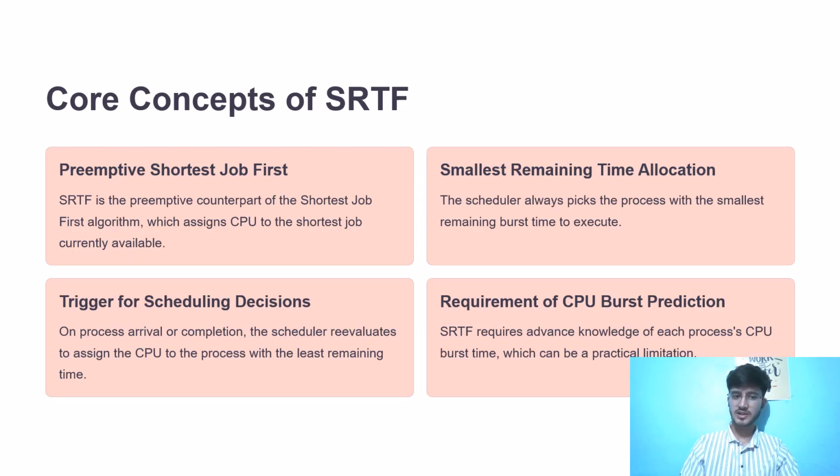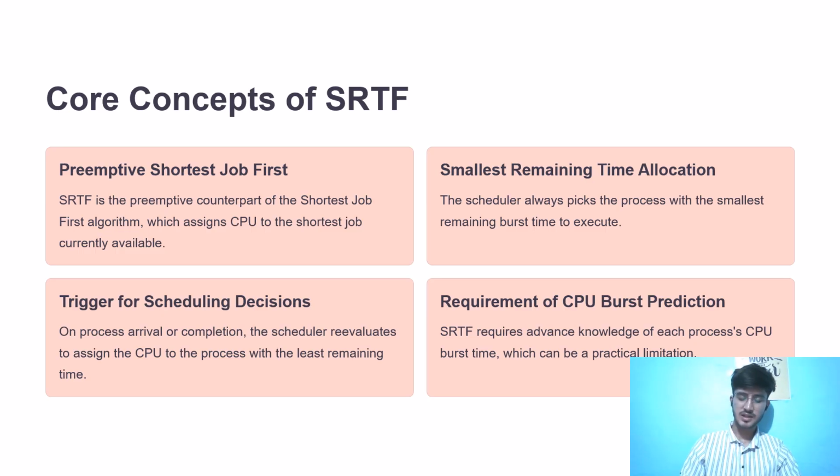Core concepts of SRTF: preemptive shortest job first, smallest remaining time allocation, triggers for scheduling decisions, requirement of CPU burst prediction. Most important is preemptive shortest job first. SRTF is the preemptive counterpart of the shortest job first algorithm, which assigns the CPU to the shortest job currently available. Then, the requirement of CPU burst prediction. SRTF requires advance knowledge of each process's CPU burst time, which can be a practical limitation.